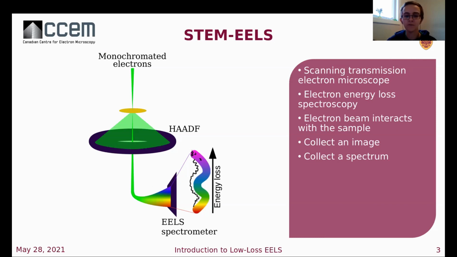So, a basic overview of a STEM EELS experiment. I have a beam of fast electrons. Often in the low loss, I'd like it to be monochromated so that I have better energy resolution in my spectrum. I send this beam through my sample. Some electrons are scattered out to a high angle where they are collected by an annular dark field detector to form an image. And many of the electrons continue on through the column and go into my spectrometer. The spectrometer disperses the beam and allows me to collect an EELS spectrum.